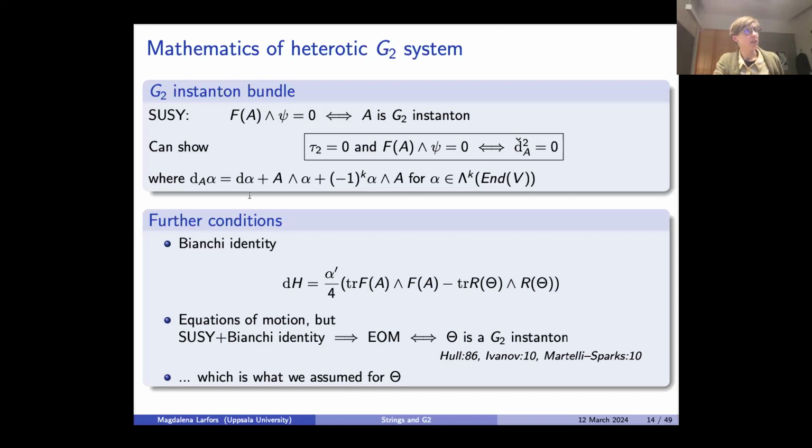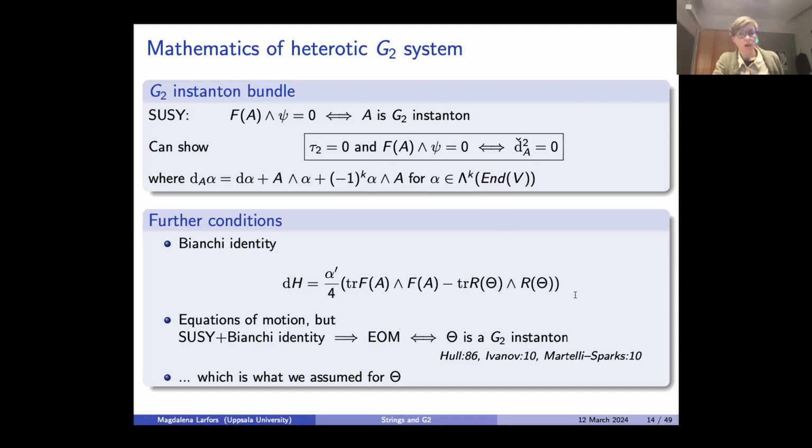as d check on the previous slides. So we just add these gauge connection terms to the exterior differential, and then we project in the same way to irrep sub G2. So these two supersymmetry conditions can be reformulated as the nilpotency of this differential operator.